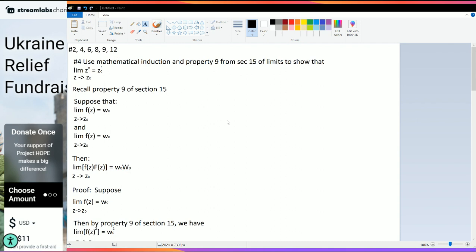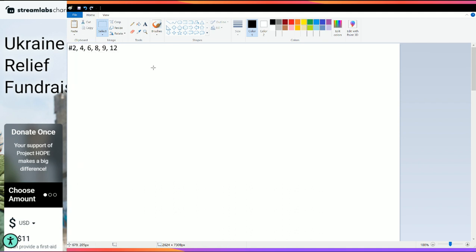So we're going to save this file as section 17 problem 4, and we're going to save this as a JPEG. And we're going to start a new page, and we're going to start on number 6.